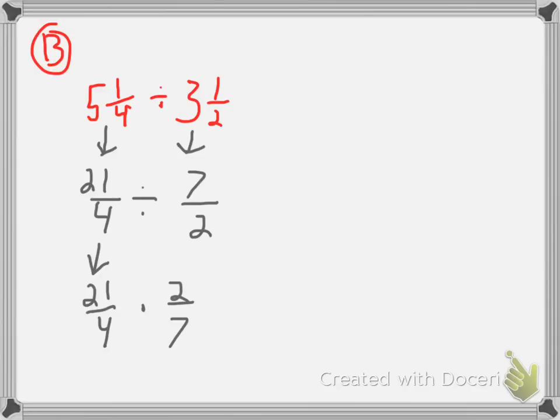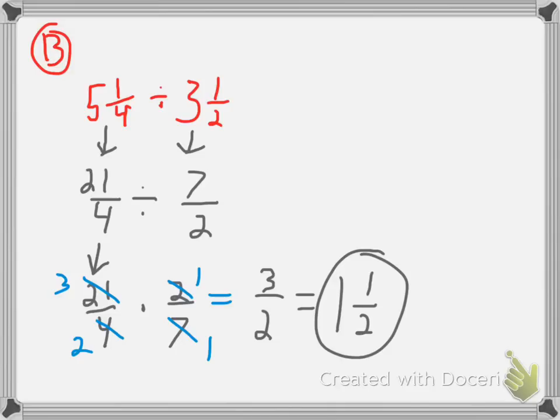Now from here, I can cross simplify. 2 goes into both 4 and 2. 2 goes into 2 one time. 2 goes into 4 twice. And 21 and 7. 7 goes into both. 7 goes into 21 3 times. 7 goes into 7 once. And now I can just multiply straight across. 3 times 1 is 3 for my numerator, and for my denominator, 2 times 1 is 2. I have an improper fraction I need to turn into a mixed number. 2 goes into 3 one whole time with 1 left over. So 1 1/2 is our answer.